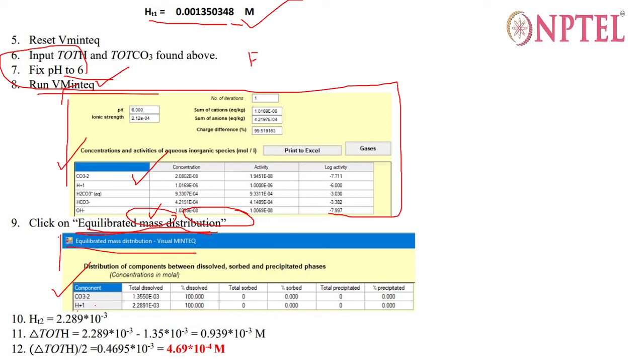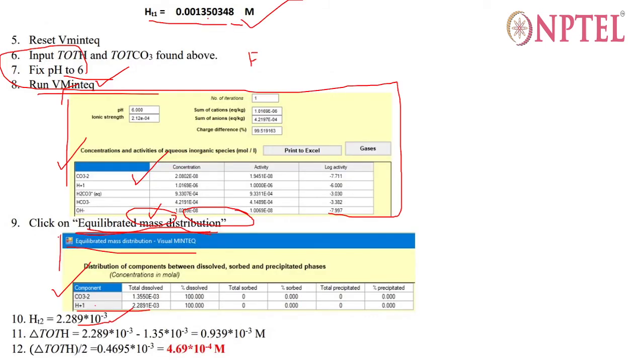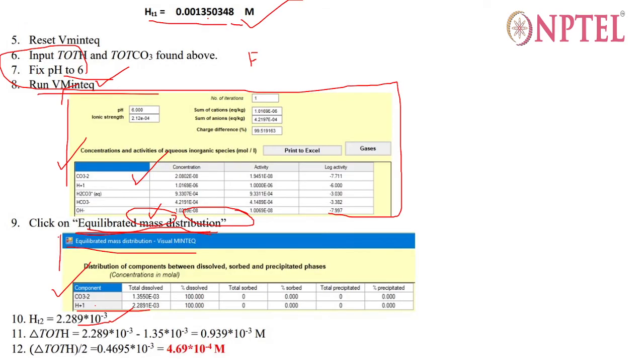So from here I am getting that much of H plus ions, 2.289 into 10 to the power minus 3. This is the present concentration of the H plus ions. And initially, what was the concentration of H plus ions? It was the initial concentration, 0.00135. So it was before the addition of H2SO4. So what we have added is H2SO4, not HCl. So before the addition of H2SO4, that was the H plus ion concentration. Then after the H2SO4 addition, this is the concentration.